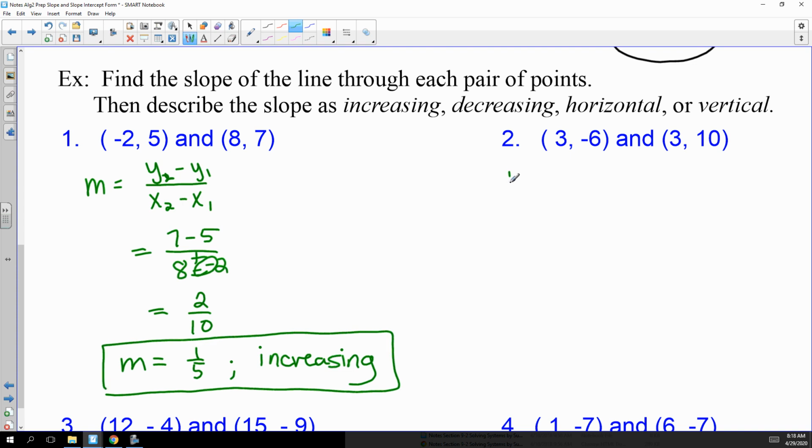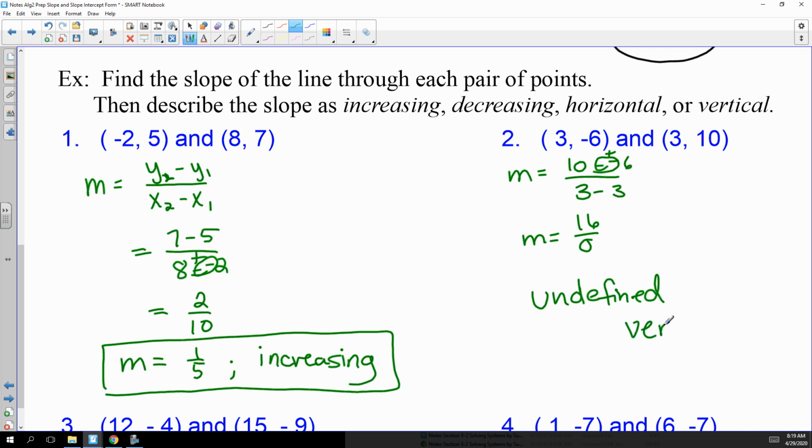All right, let's take a look at the next one. So again, mathematically, you can go ahead and calculate this. 10 minus negative 6 over 3 minus 3 gives you 16 over 0, which we know is undefined. You don't leave it as 16 over 0. You really do have to say it's an undefined slope, and that would be a vertical line.